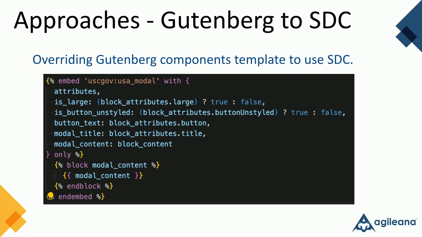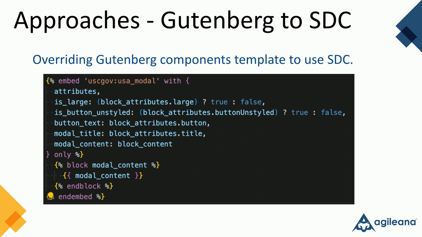For the first part, how did we approach the way that we send the information from the Gutenberg component to the single directory component? This looks like a really complex thing, but at the end it is a simple Twig thing that all developers know how to do. What we did here is that, as you can see, we are just extracting the attributes for the block in Gutenberg and sending those attributes to the Twig using the single directory component. So for us, it's not a weird development experience because it's the same experience that all developers are using right now.